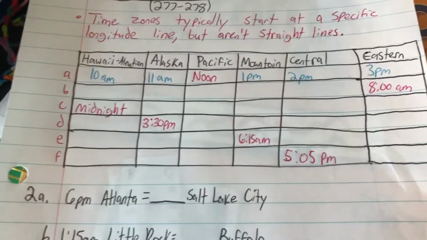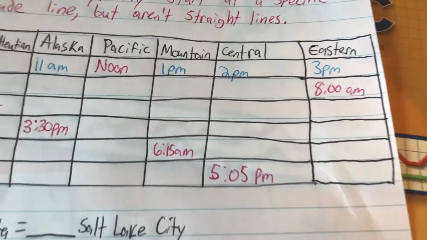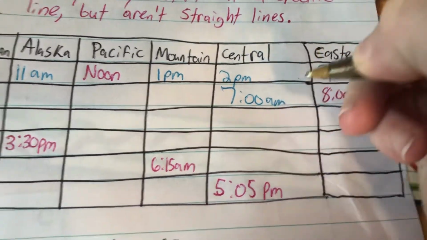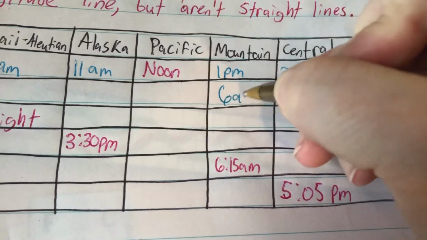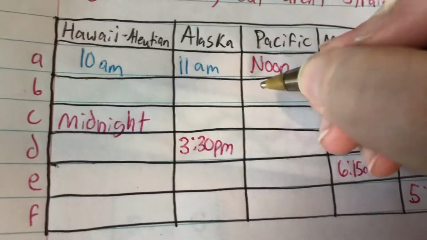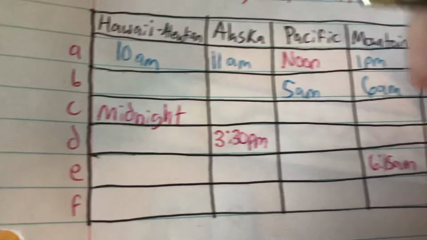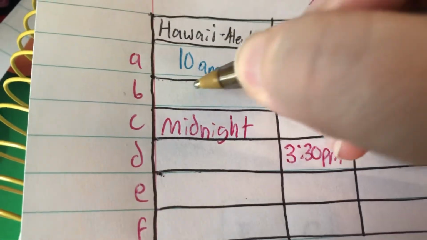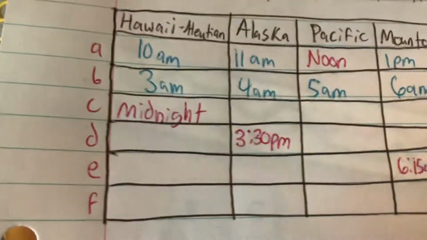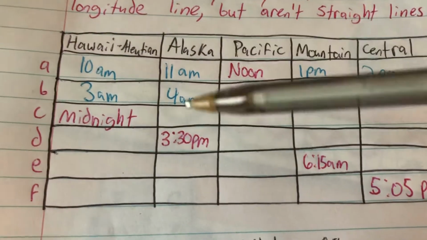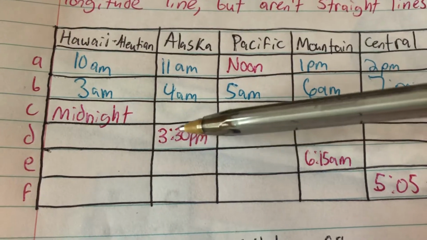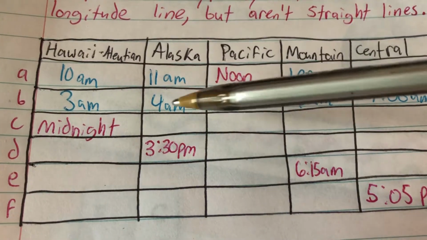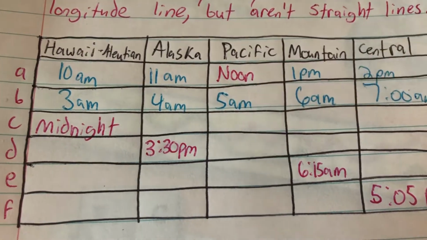Okay, on B, it gives us Eastern time of 8 a.m., so Central time would be 7 a.m., Mountain time would be 6 a.m., Pacific time would be 5 a.m., Alaska time would be 4 a.m., and Hawaii Aleutian would be 3 a.m. With these charts, if it has minutes involved in the time, definitely write it like a normal time. You would like that. If it's just on the hour, I'm okay with you writing 4 a.m., 4 p.m., whatever it is.